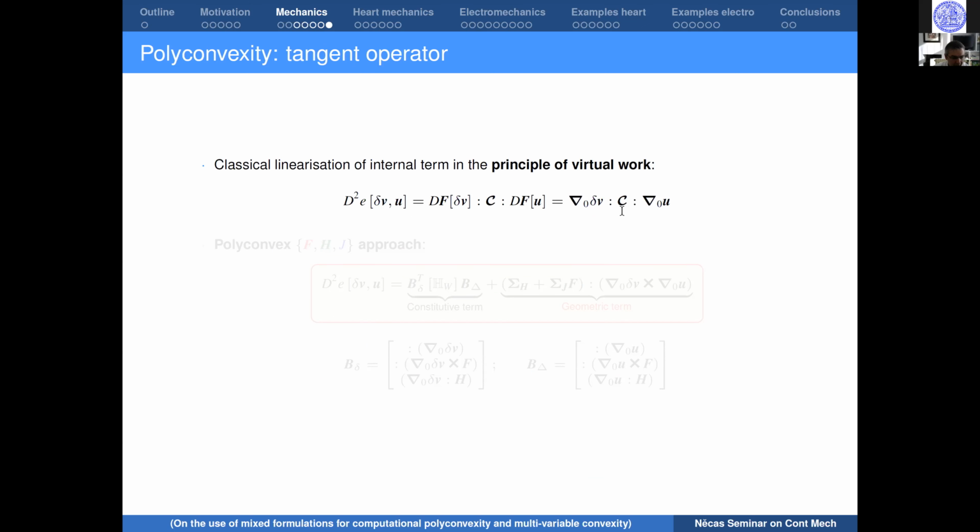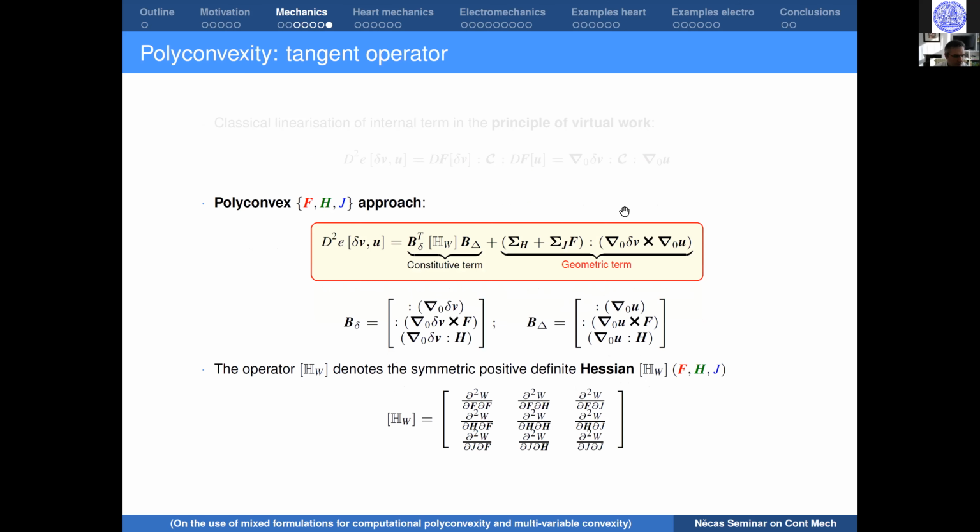But this is the constitutive tensor upon which we would love to have rank 1 convexity. If we use F, H and J, as I mentioned before, then the tangent operator actually gets split into two terms: a first term, which is purely constitutive, and a second term, which is purely geometric. And here the relevant operators are presented.